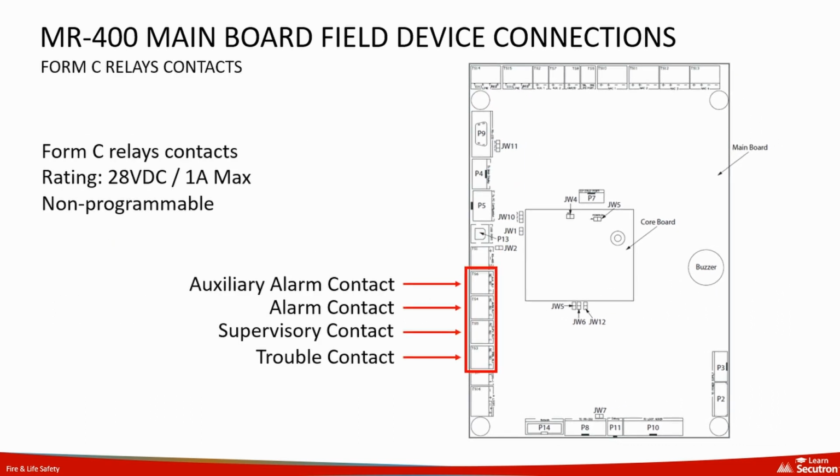Form C relay contacts on the MR-400 main board. These contacts are rated for 28 volts DC at a maximum of 1 amp and are non-programmable. The contacts include auxiliary alarm, alarm, supervisory, and trouble. Each relay contact serves a specific function in the fire alarm system's operation, facilitating the control and monitoring of various system states.